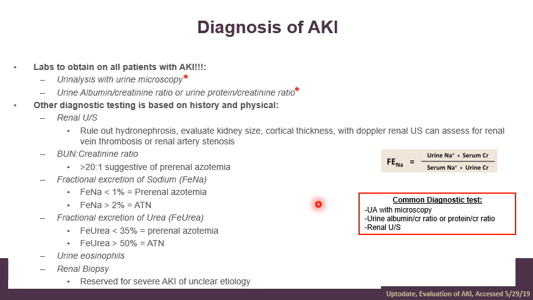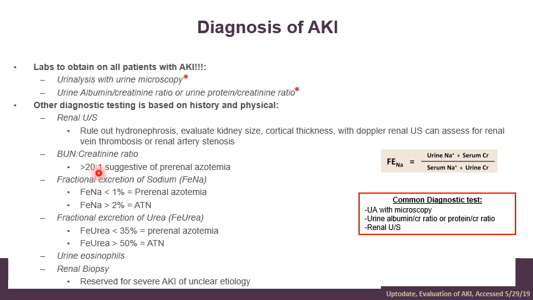So what do you do? How do you diagnose it? Well, on all patients with acute kidney injury, you better get a urinalysis with a microscopy. If you don't, you're missing out. And you better get, at minimum, a random urine albumin creatinine ratio or urine protein creatinine ratio. And then anything else you do beyond that is going to be based upon the individual case. So you could get an ultrasound. You could look at the BUN to creatinine ratio. If it's greater than 20 to 1, that's suggestive of a pre-renal azotemia.